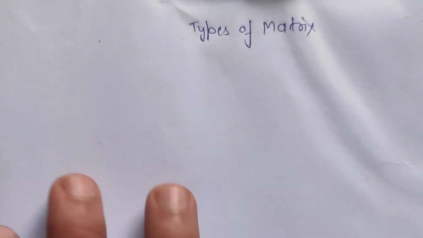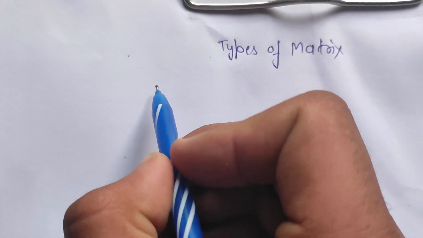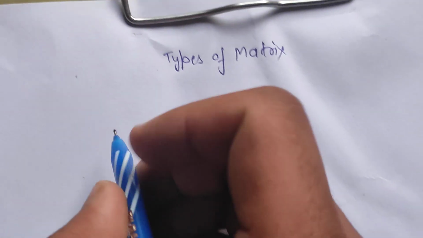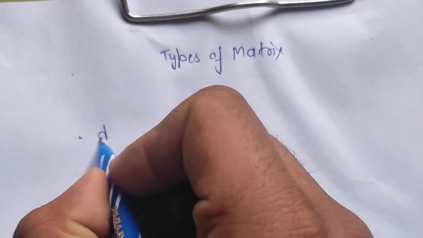Let's start the topic types of matrix. In the previous class, I explained the horizontal matrix, row matrix, column matrix, and also the square matrix, and a little bit of the definition of the diagonal matrix. So let's start with the remaining types of matrices. The next matrix is again with a recap of the diagonal matrix.